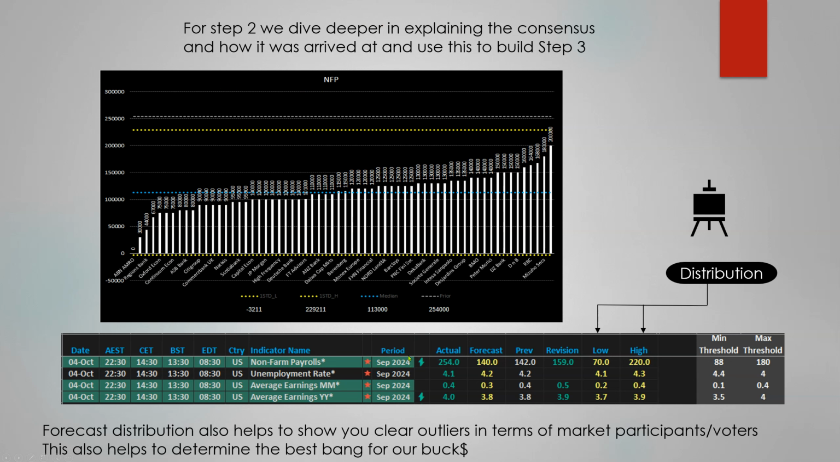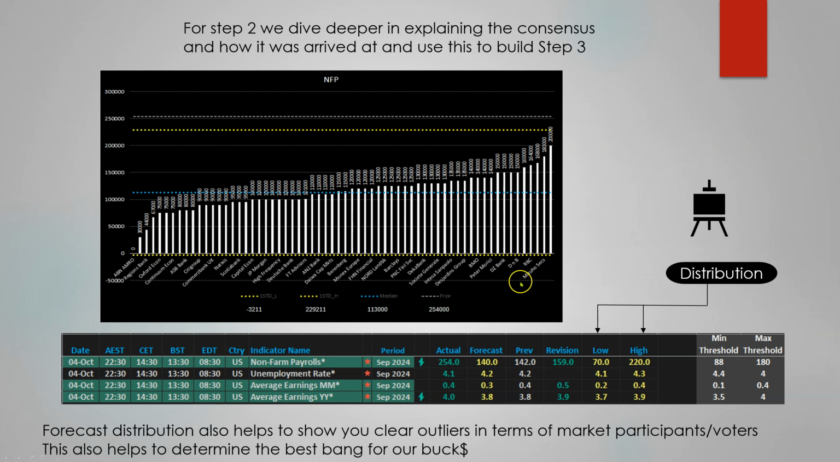So let me talk about outliers. What I mean by outliers is this. If you take a look at this blue line, this signifies the market's median, which is the forecast in this case, the average of all of them. So you can see a lot of voters are in this range, 113K, which is the median here. And then the high is the first standard deviation high, which is this one. And then the low is the line here at the bottom.